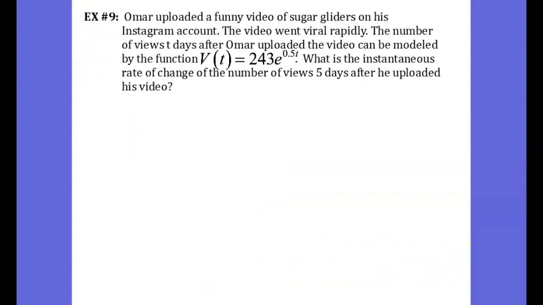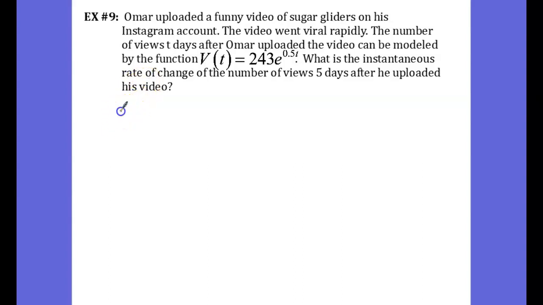In example number 9, Omar uploaded a funny video of sugar gliders on his Instagram account. The video went viral rapidly. The number of views t days after Omar uploaded the video can be modeled by the function v of t equals 243 times e to the 0.5 t. So this is exponential growth. What is the instantaneous rate of change of the number of views 5 days after he uploaded his video?